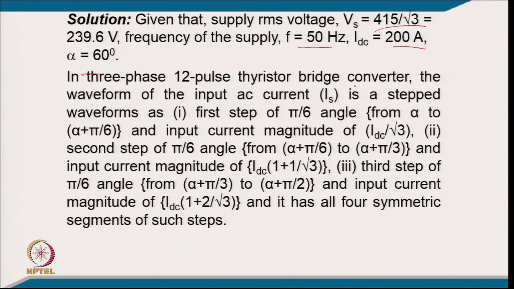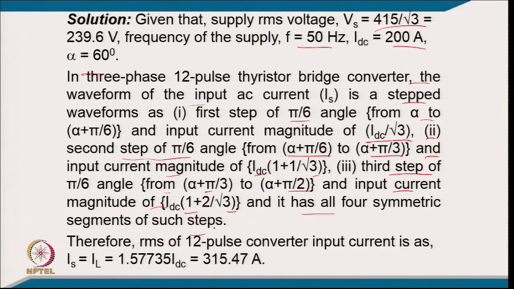In a 3-phase 12 pulse thyristor bridge converter, the waveform of the input AC current is a stepped waveform. The first step of pi by 6 angle, from alpha to alpha plus pi by 6, has input current magnitude IDC by root 3. The second step of pi by 6, from alpha plus pi by 6 to alpha plus pi by 3, has input current magnitude IDC into 1 plus 1 by root 3. The third step of pi by 6, from alpha plus pi by 3 to alpha plus pi by 2, has input current magnitude IDC into 1 plus 2 by root 3. It has all 4 symmetric segments of such a step.